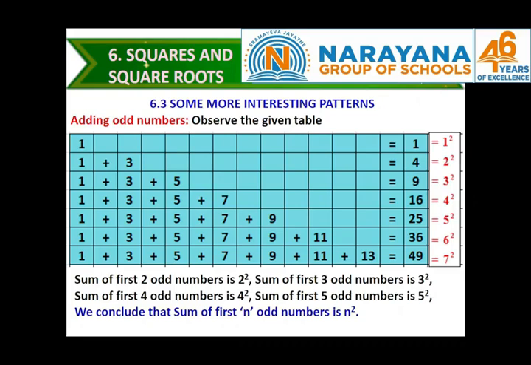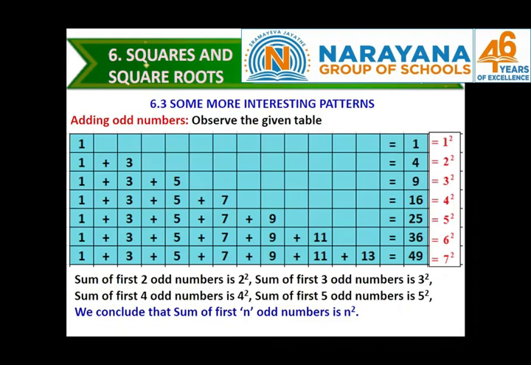If I am taking 5 odd numbers, remember that the odd numbers must start from 1 only. Suppose I am taking the odd numbers from 5 to 15: 5 plus 7 plus 9 plus so on. Here I am taking 11 odd numbers, but I am unable to get 11 square. We can't get it because we did not start from 1. If we start from 1, then only we will get the answer. So, the sum of the first n odd numbers is n square. If 2 odd numbers, 2 square. 3 odd numbers, 3 square.